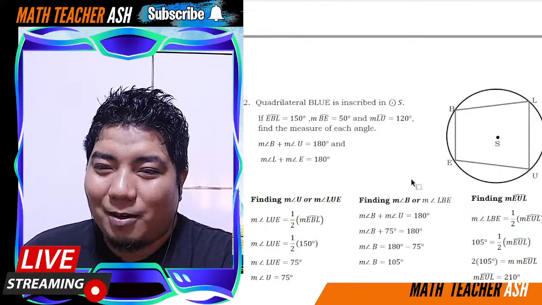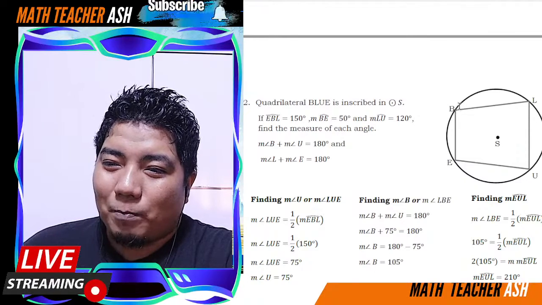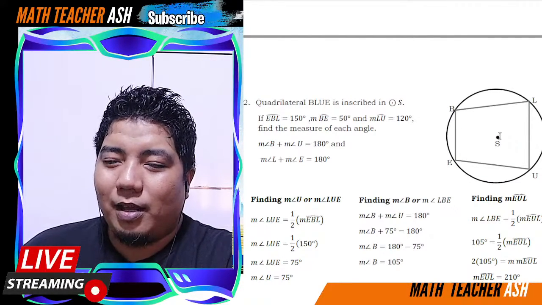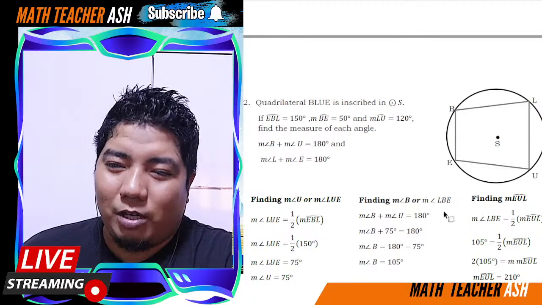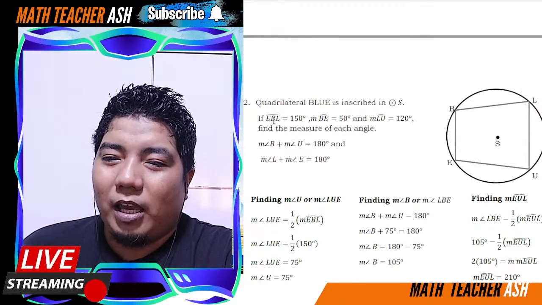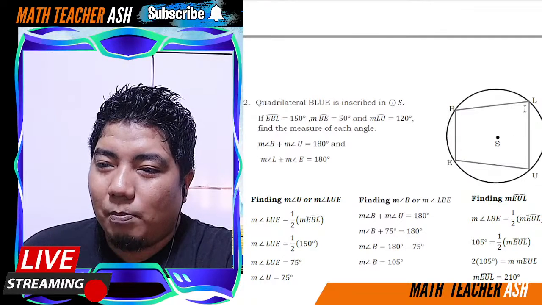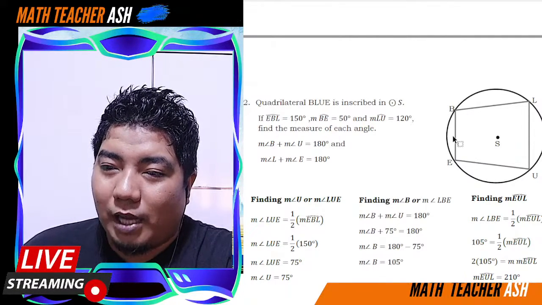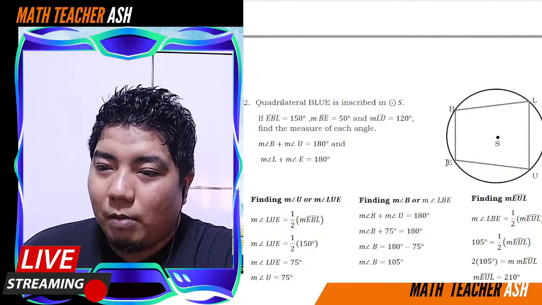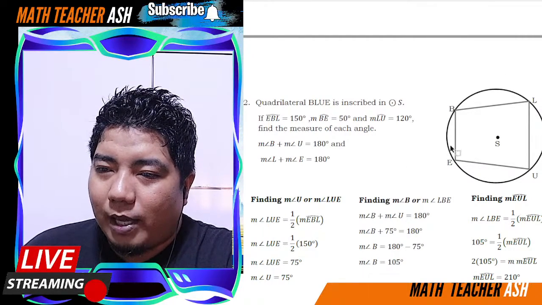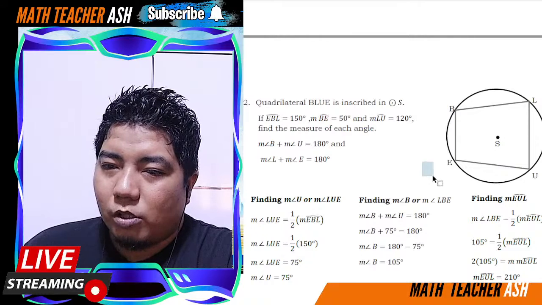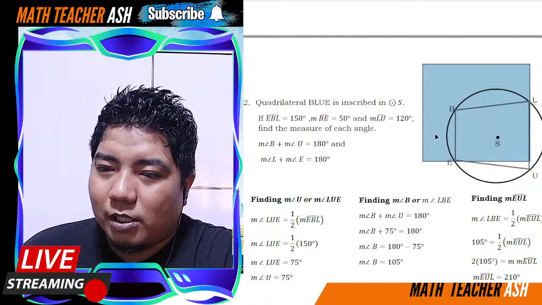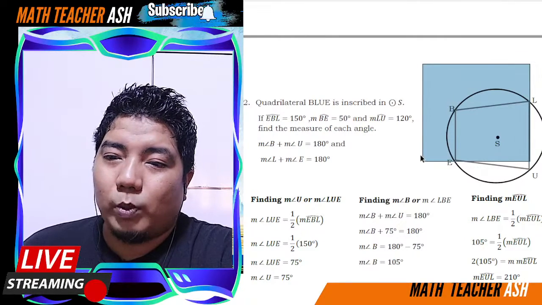Same goes here. We have here quadrilateral BLUE, with S as its center, or the name of the circle. If arc EBL, ito yon, 150 degrees daw ito. Oh, sorry, arc pala ito. Arc EBL. Arc ang tingnan ninyo. So, this arc, that is 150 degrees.